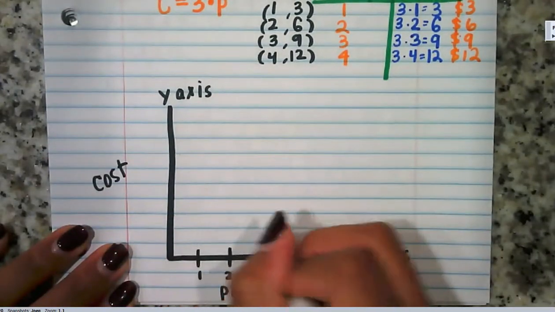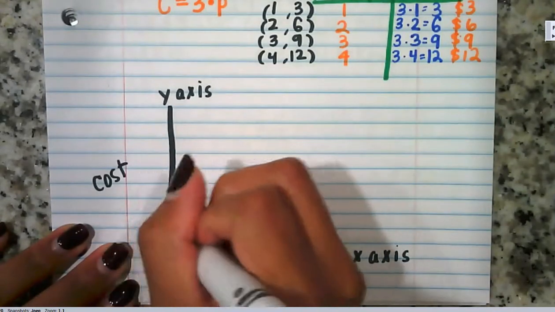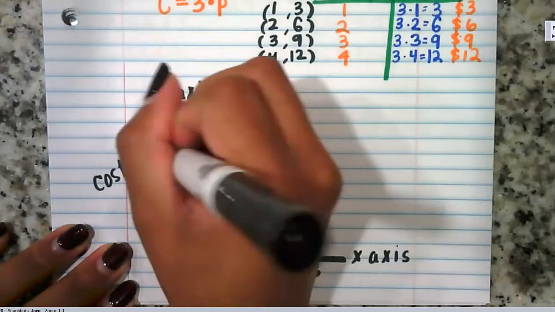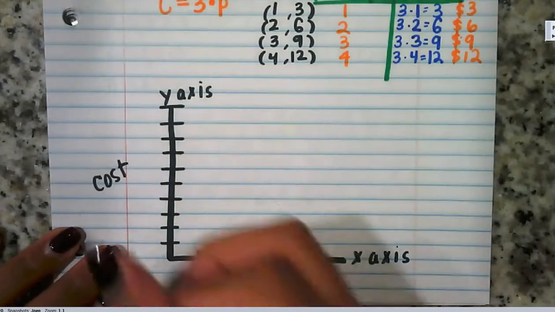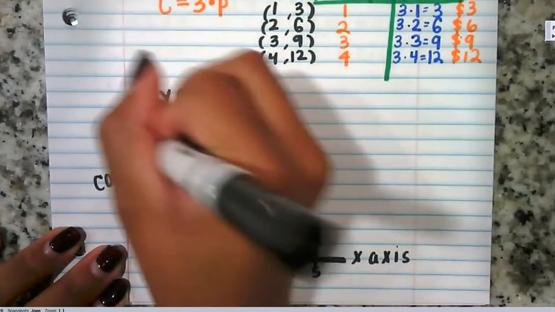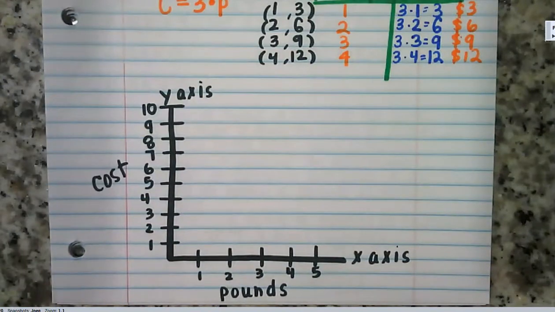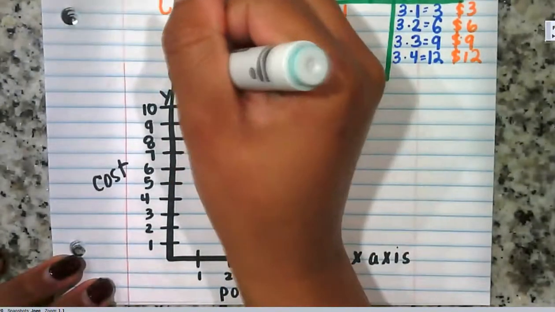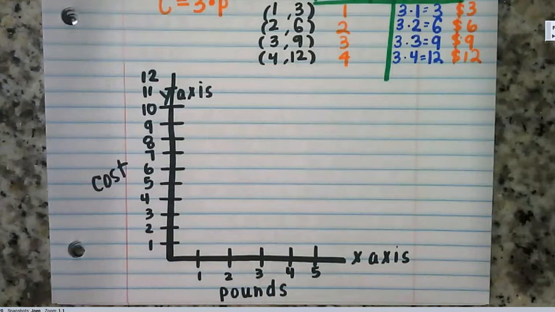1, 2, 3, 4, 5. And then I'm going to count by 2s going up. Actually, I can count by 1s. 1, 2, 3, 4, 5, 6, 7, 8, 9, 10. Could go up 2 more just so I can make sure all my data fits. All right, so now let's graph our points.